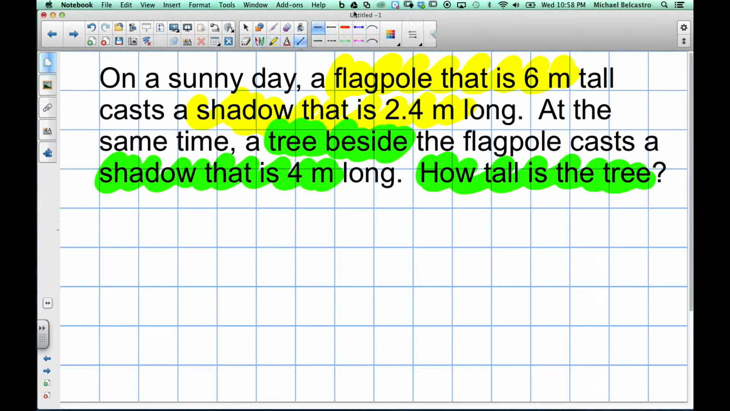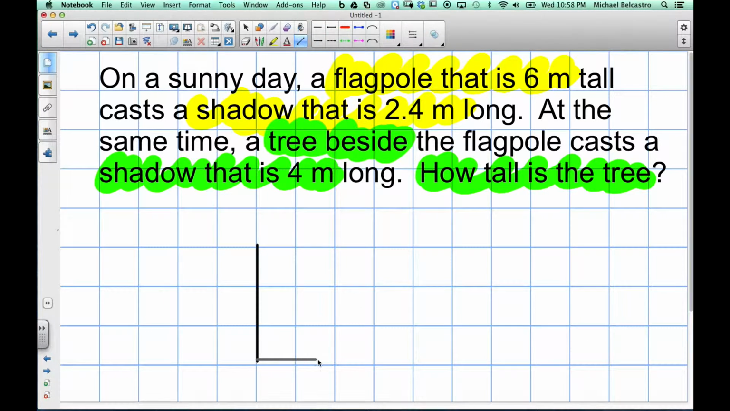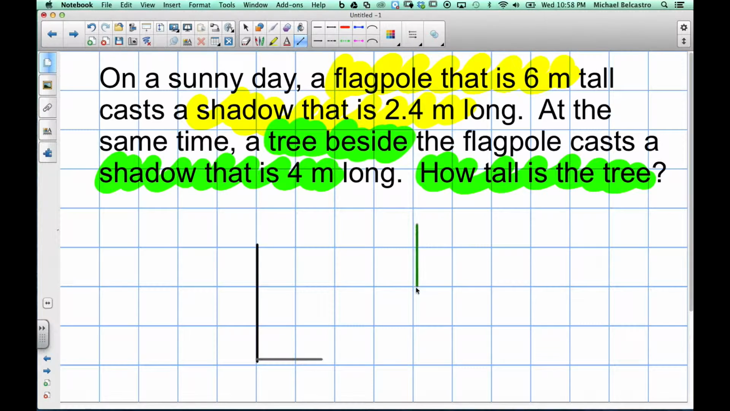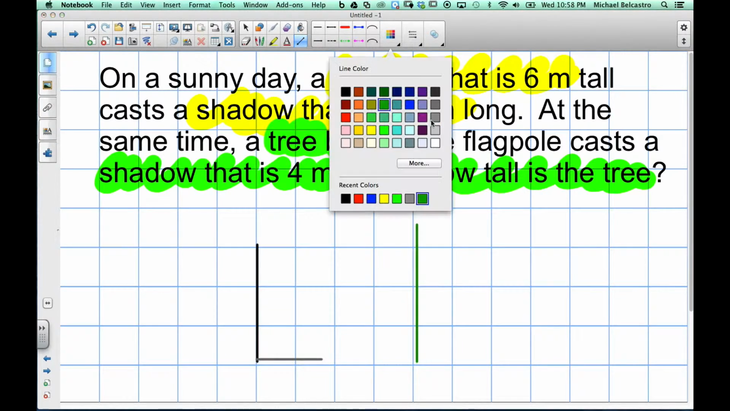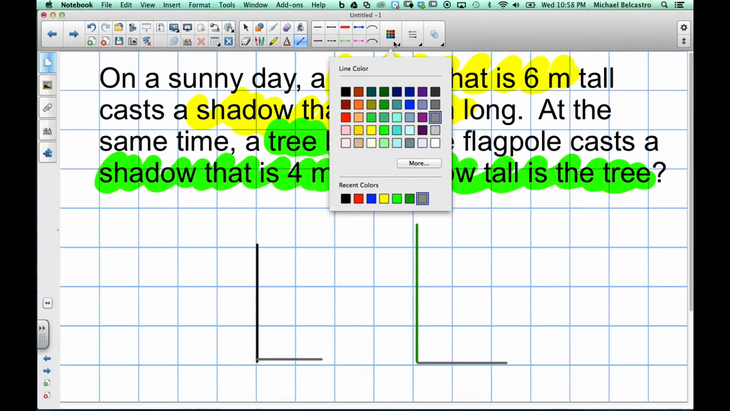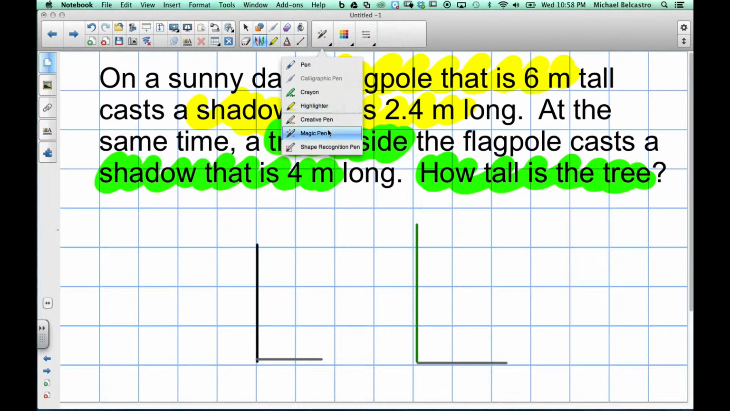Okay, so we can set these diagrams up in several different ways. One way is very straightforward. Here's our flagpole, here's our shadow. And then maybe here's our tree, and here's its shadow, which is a little longer. Remember, it was 4 meters rather than 2.4 meters. With all the things being the same, we've built our similar triangles.